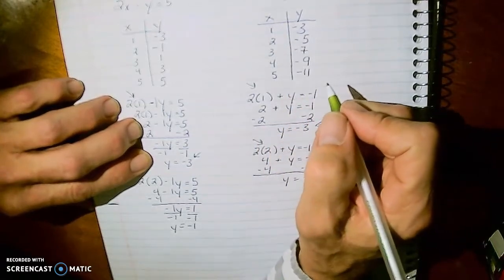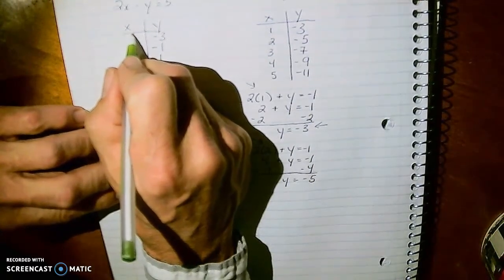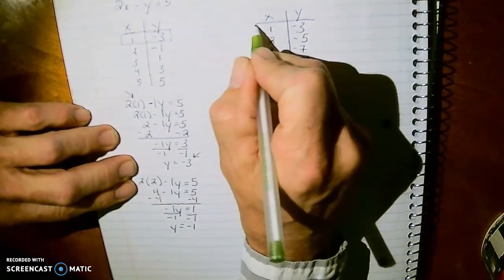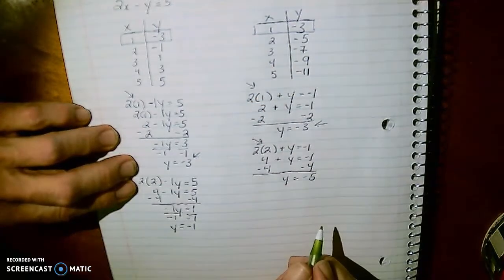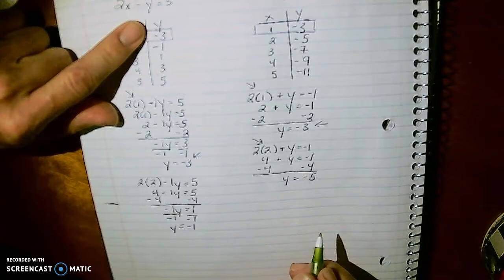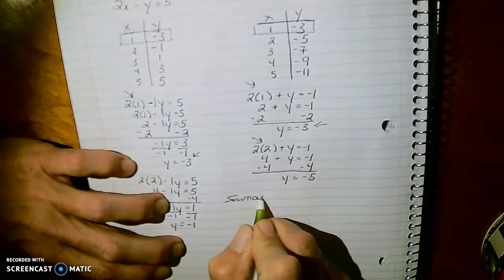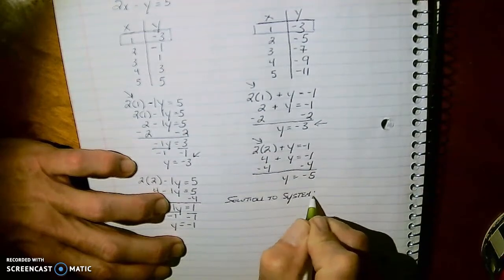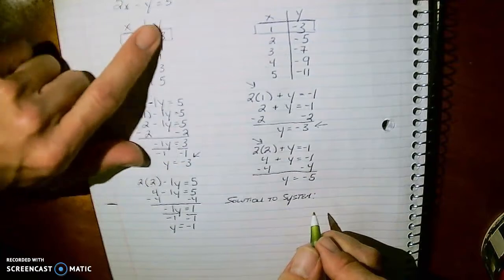But really what I could have done is stop earlier, because I see right here that they share this point. So the solution that fits both of these, we call that the solution to the system of equations. And a system of equations is 2 or more equations plotted on the same plane.